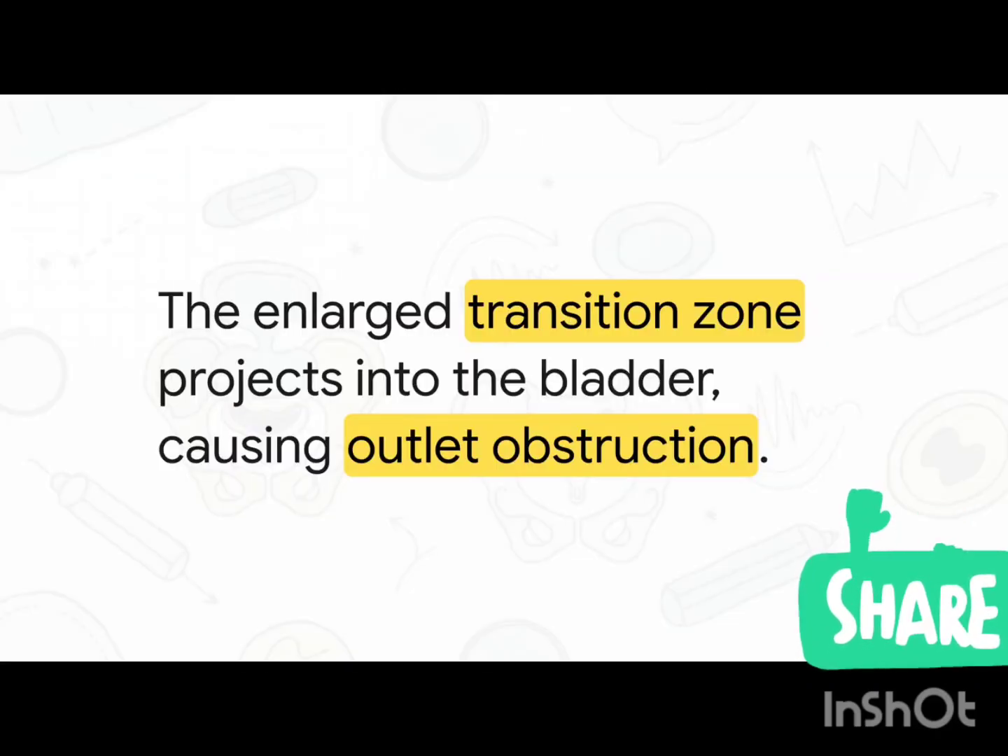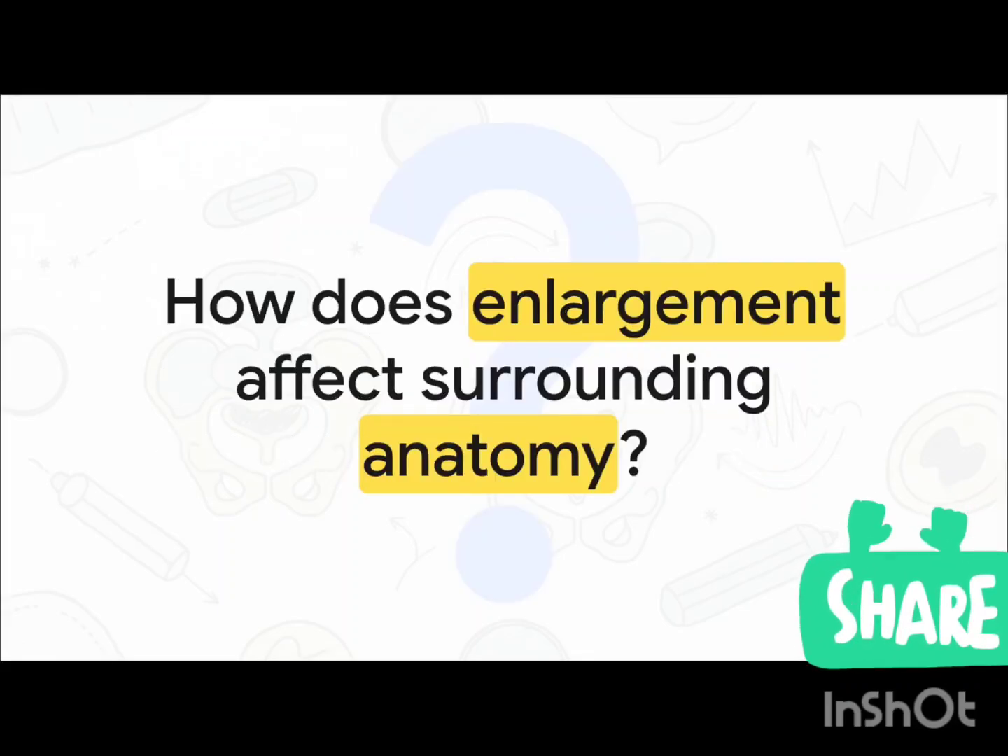Now, here is where it gets really interesting, the physical consequence of that enlarged transition zone. The enlarged gland actually projects upward, literally pushing into the space of the urinary bladder. It's not just sitting there quietly anymore, it is actively intruding. And this physical intrusion is a huge deal because it's closely associated with a physical blockage that clinicians call a bladder outlet obstruction. Which kind of begs the question. The prostate isn't existing in a vacuum, right? It is wedged right up against the urinary tract. So, how does this localized, specific enlargement end up affecting the rest of the surrounding anatomy?